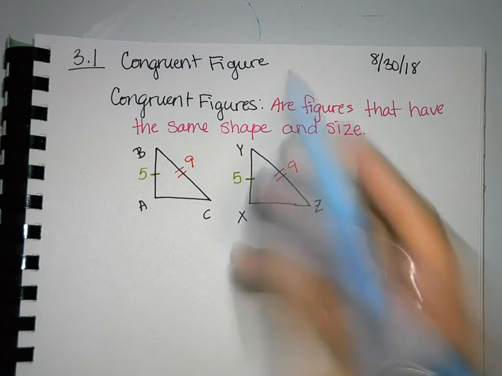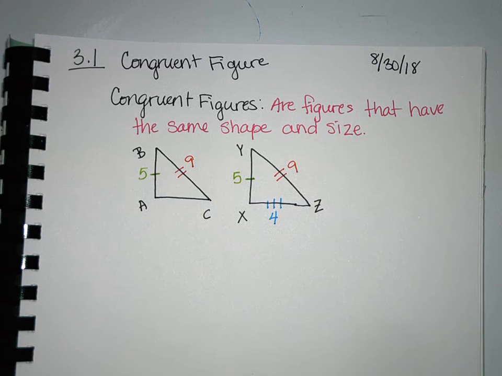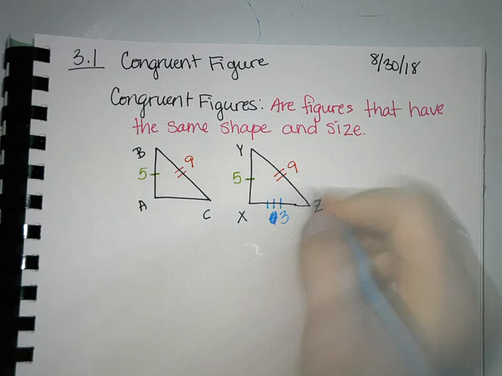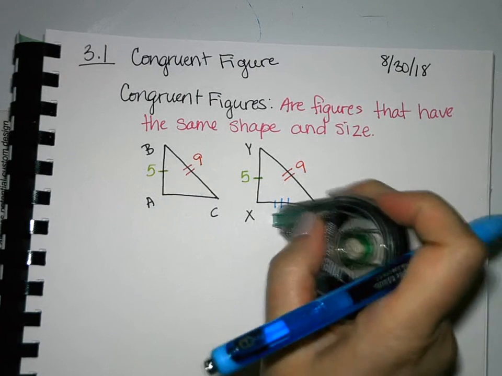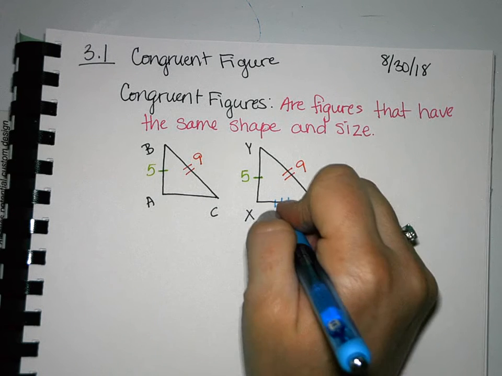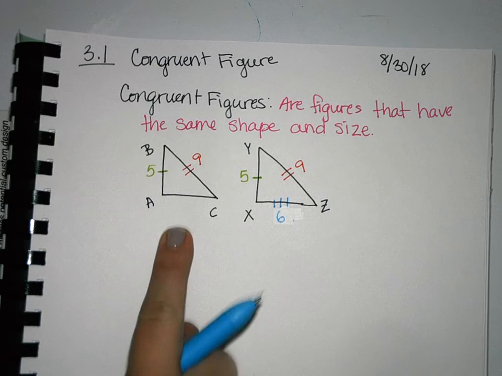And if I said XZ was 4, actually that can't happen. If I said it was 3, nope, that can't happen either. Sorry. We'll learn why it can't happen later. We'll get there. 6. There's a rule that tells you what the lengths have to be, which is something we learn a little bit later. So if that's 6, then what does AC have to be?